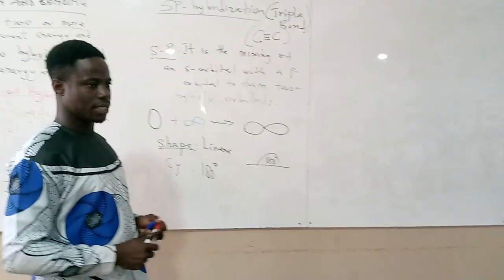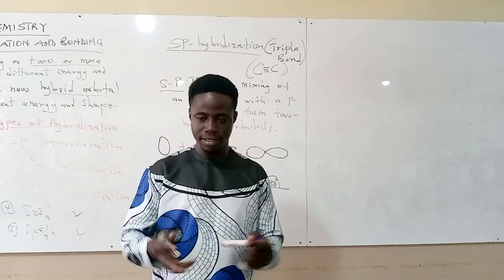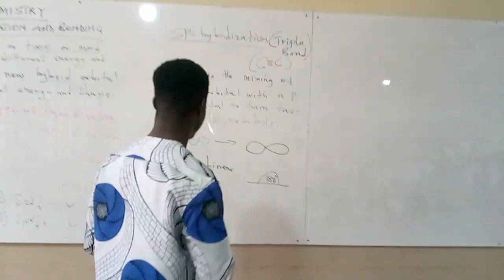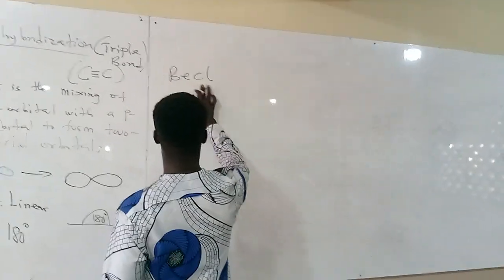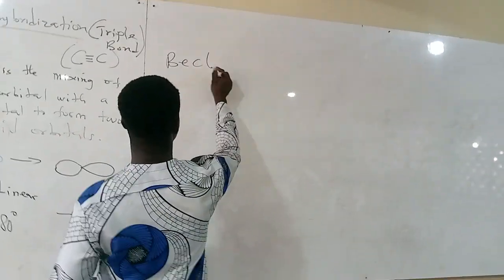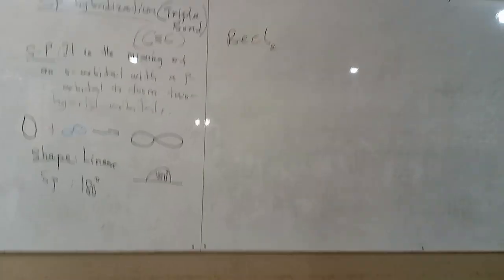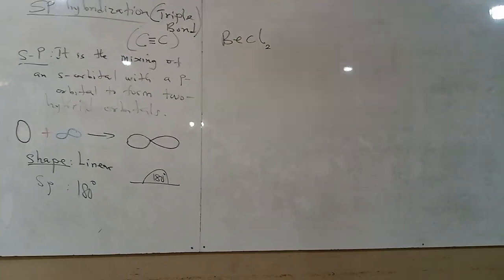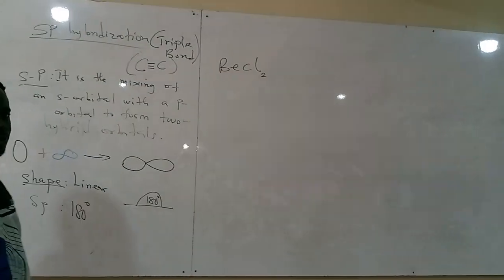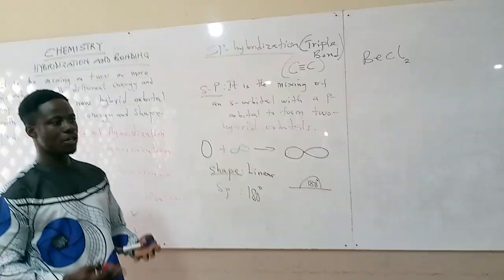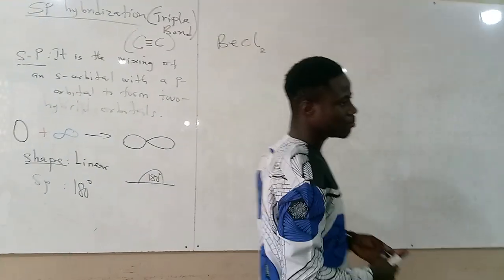So having said all this, let's take a typical example of sp hybrid orbitals and explain the concept better. For instance, let's take beryllium chloride. If you want to determine the type of hybridization in a molecule, the first thing you do is to look out for the central atom. Now what do you mean by a central atom?